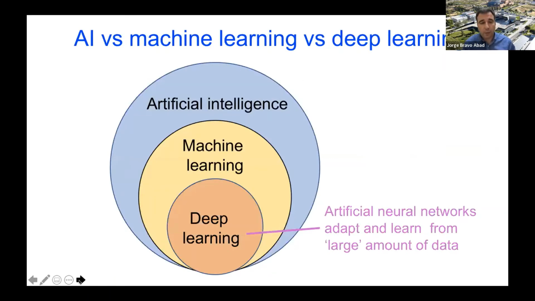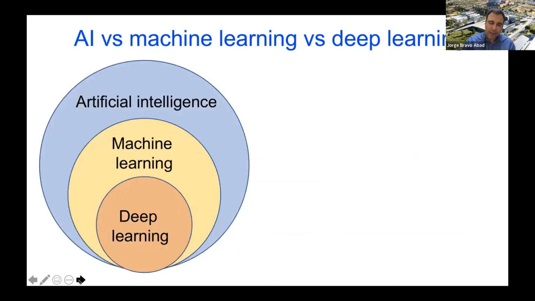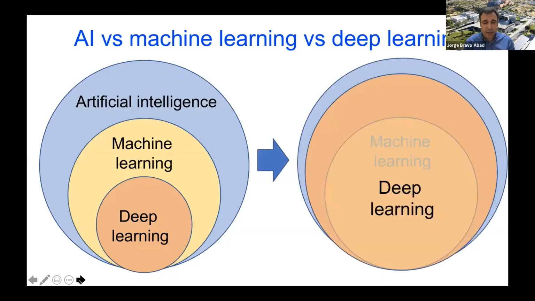Okay, and of course, within machine learning, we have another sub area that is called deep learning. That is essentially the use of artificial neural networks that can adapt and learn from large amounts of data. Actually, here is an important point to make, that is that deep learning is growing so much in popularity and being so powerful and versatile these days, that it's essentially eating up the whole artificial intelligence scenario these days. And I will tell you a little bit of why that is.